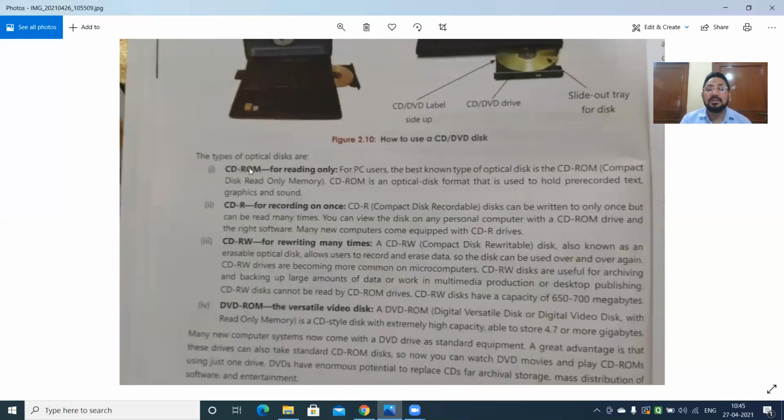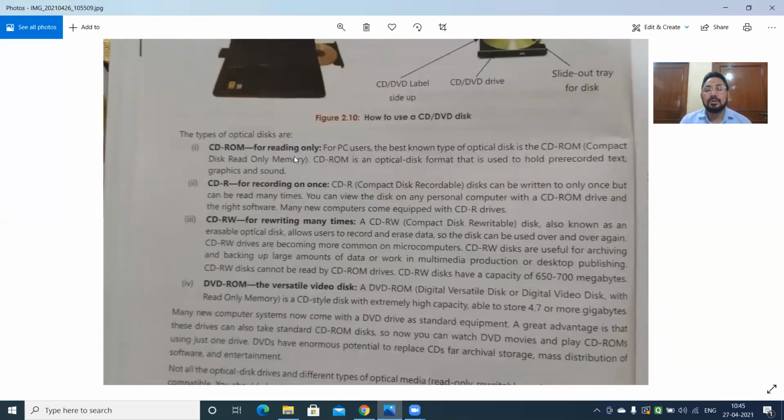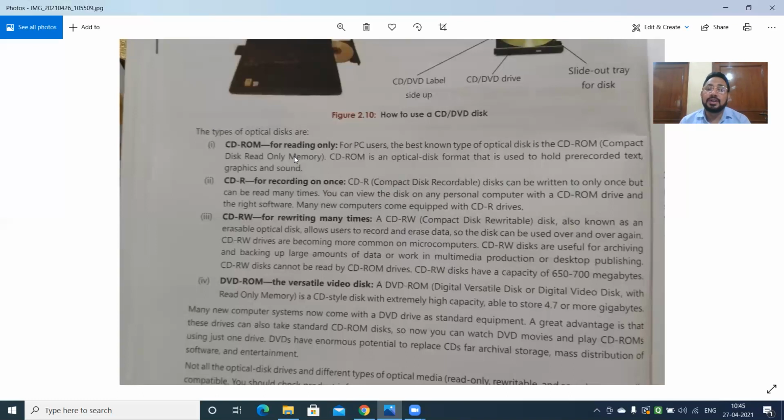Next, I will come here. They are explaining the types of optical discs: CD-ROM for reading only, CD-R for recording once. Some discs you can write only once, and some discs you can write a number of times. CD-ROM for reading only for PC users. The best known type of optical disc is the CD-ROM, compact disc read-only memory. CD-ROM is an optical disc format that is used to hold pre-recorded text, graphics, and sound.